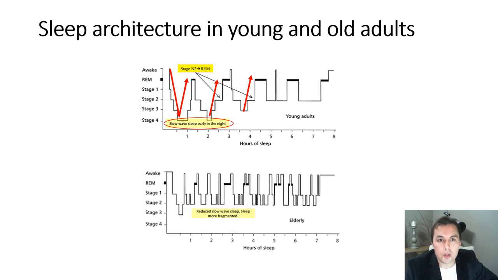In contrast to the typical architecture in young adults, as we age, there are a number of changes that happen in our sleep architecture. The first is that we have less REM sleep overall compared to our younger counterparts. The second is that we don't need as much deep sleep, stage 3 non-REM sleep. And lastly, there's an increase in sleep fragmentation as we age, characterized by more nocturnal awakenings.